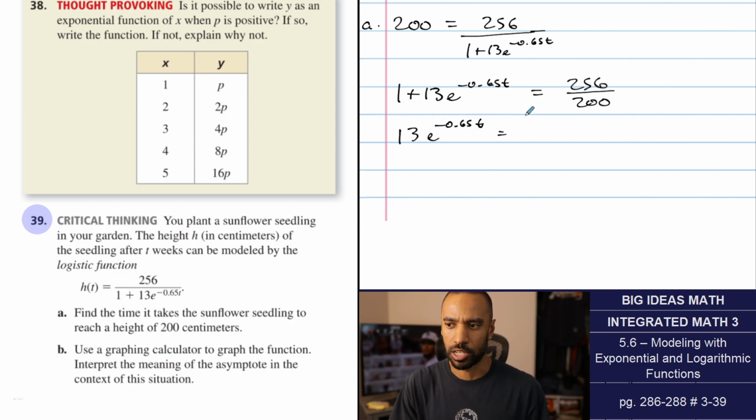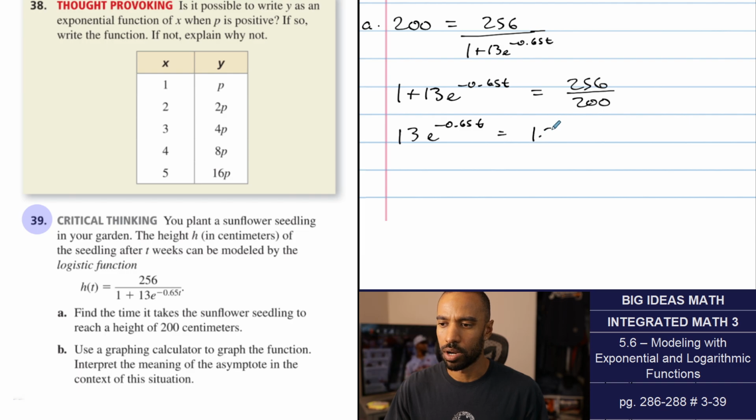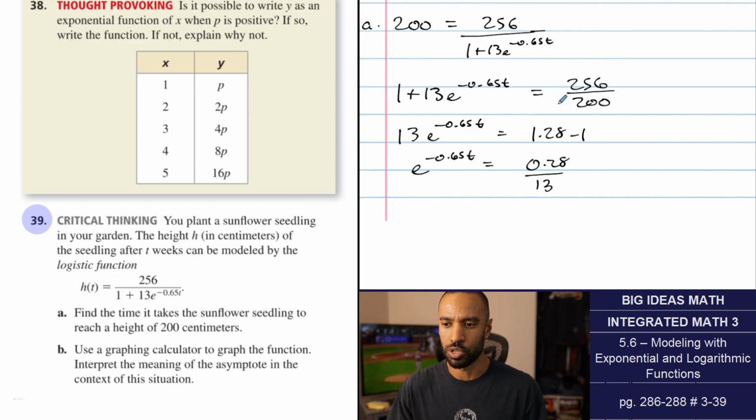Actually, as I subtract 1, let's see. 256 over 200. Okay, that's 1.28. So 1.28 minus 1, and we'll divide that by 13. So e to the negative 0.65t equals 0.28 over 13. I'm sure that doesn't reduce very well.